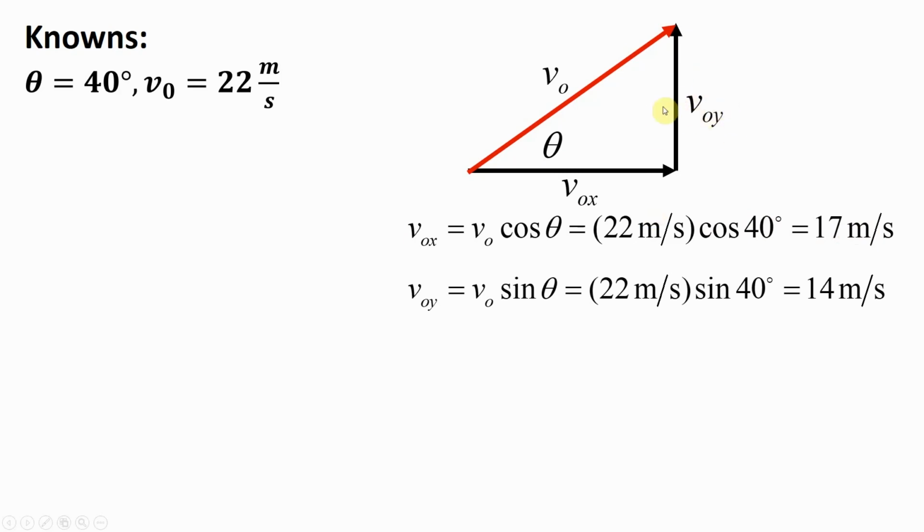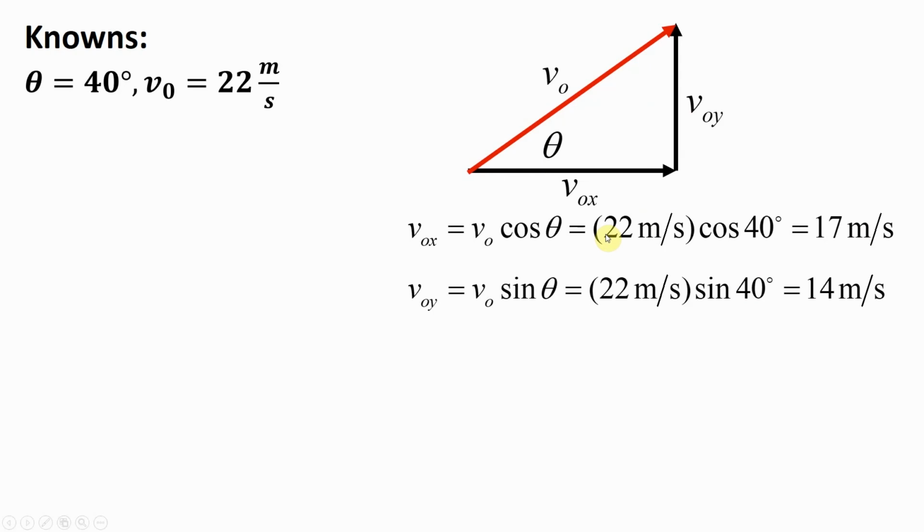My y component is opposite from theta, so I'm going to use sine. If I used cosine here, I'm going to use sine here. Make sure my calculator is in degrees mode. 22 sine 40 is 14. As a quick reality check, if my angle is less than 45 degrees, I'm going to be going faster in x than in y, and that works out.